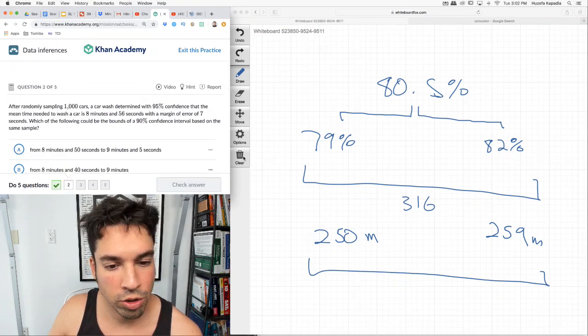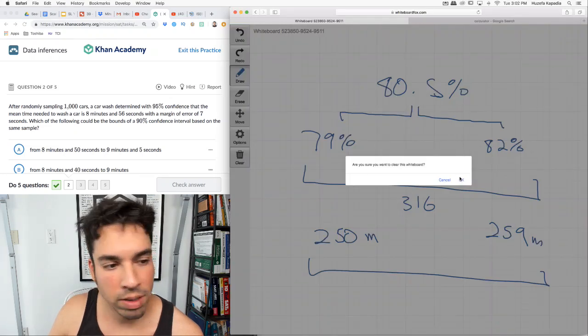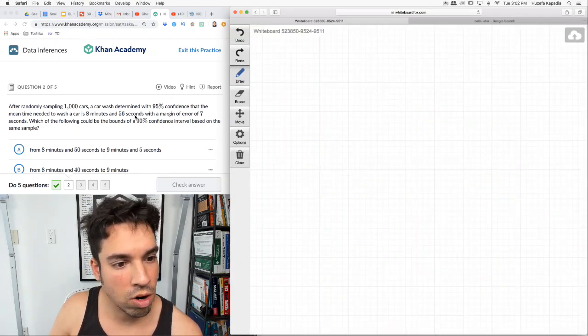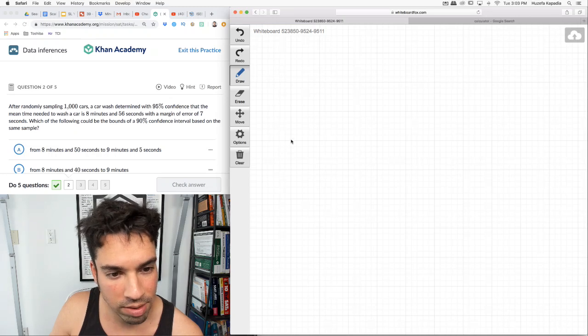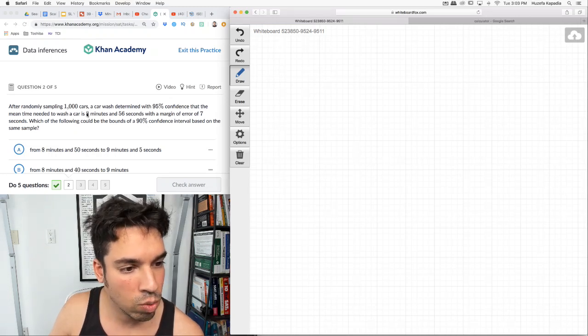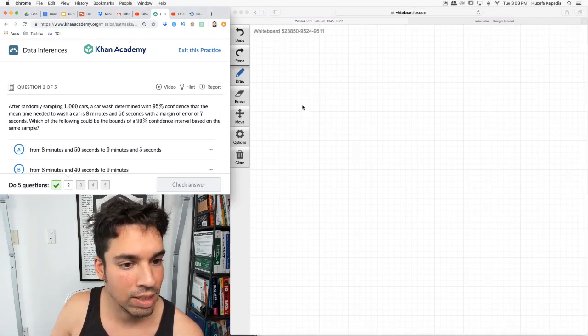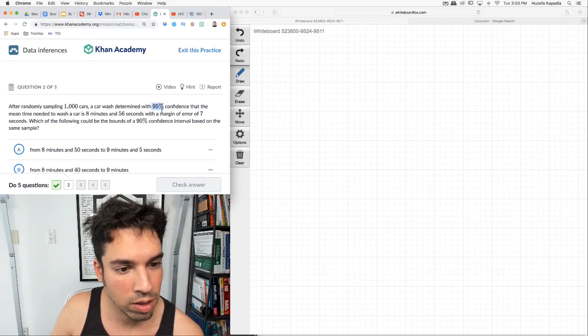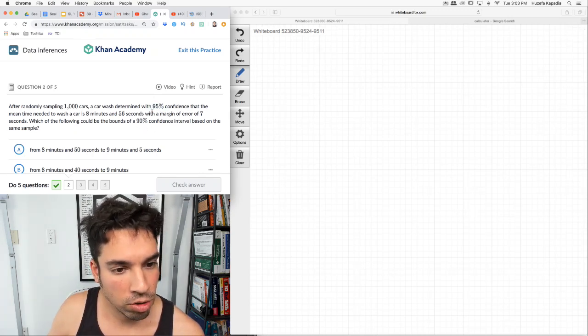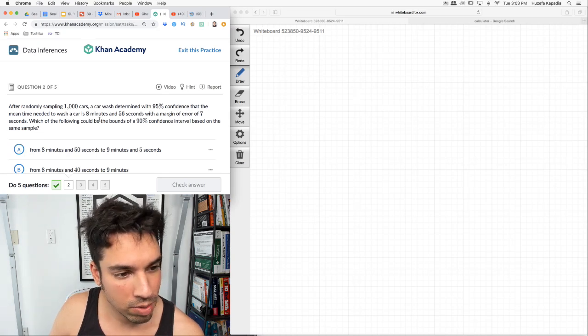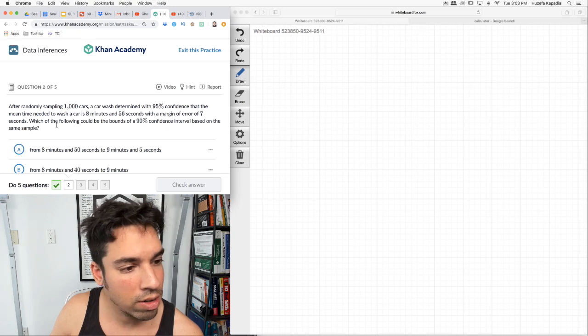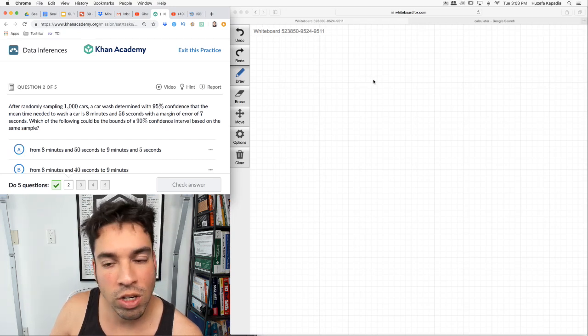Let's move on to question number 2. After randomly sampling 1,000 cars, a car wash determined with a 95% confidence that the mean time needed to wash a car is 8 minutes and 56 seconds. Oh, well, this actually changes the confidence level. But anyways, with a margin of error of 7 seconds. So my margin of error is 7 seconds.